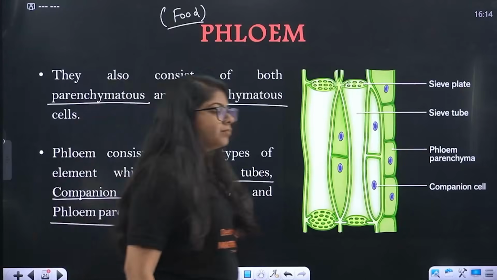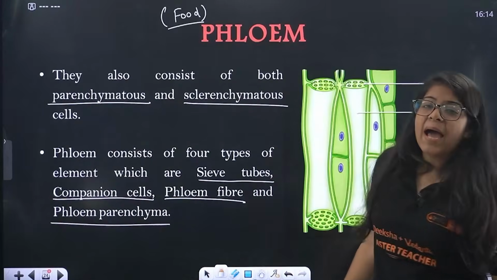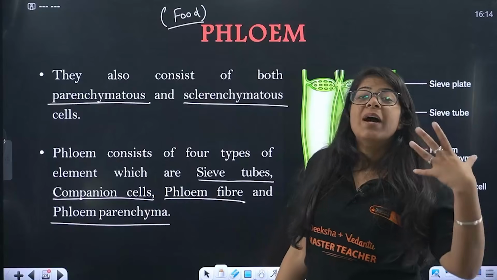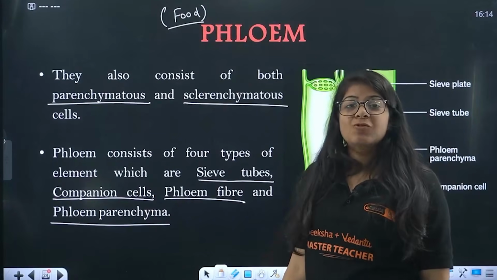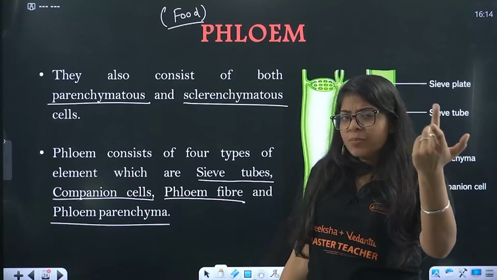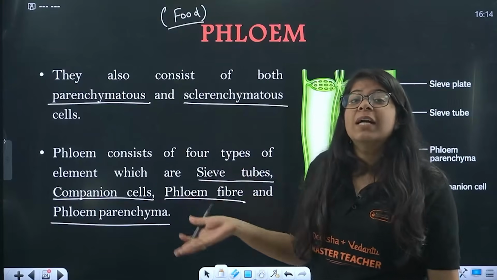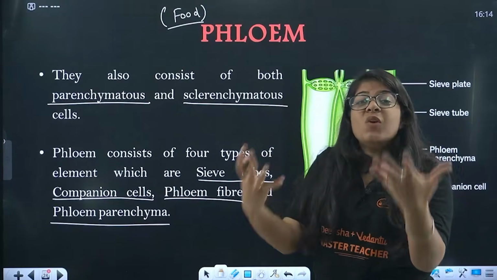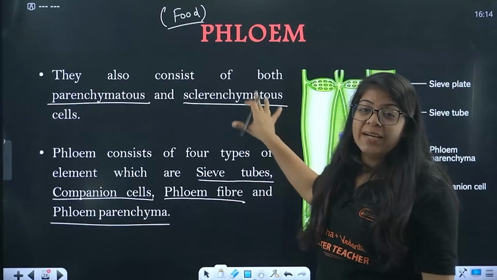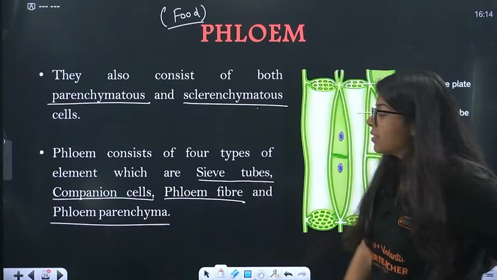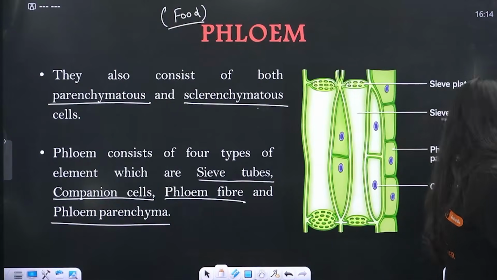Now beta, what is written? Parenchymatous. That means they provide support to the plant as well. Parenchyma provides support and stores food. So phloem stores food and transfers food. That is why it is called parenchymatous. It has parenchymatous cells. Okay. Now let's see one by one.